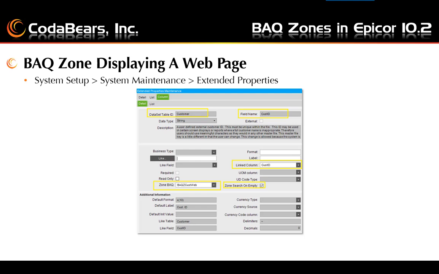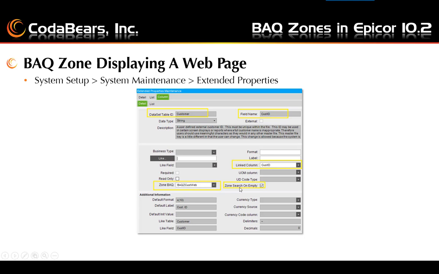Again, in the extended properties, I pull up the table and field that I want to link my BAQ zone to, so we have the table Customer and the field name CustomerID. Next, I choose the linked column, which is CustomerID in this case, and the BAQ zone BAQ name, which is the BAQZ Cust Web.